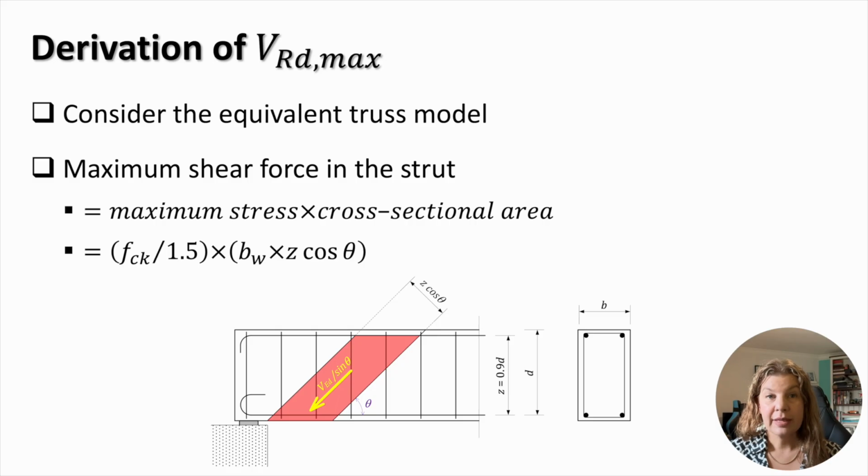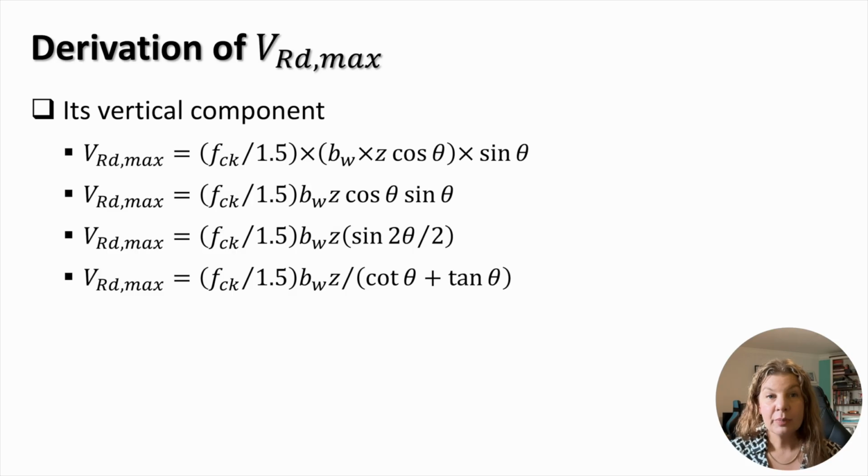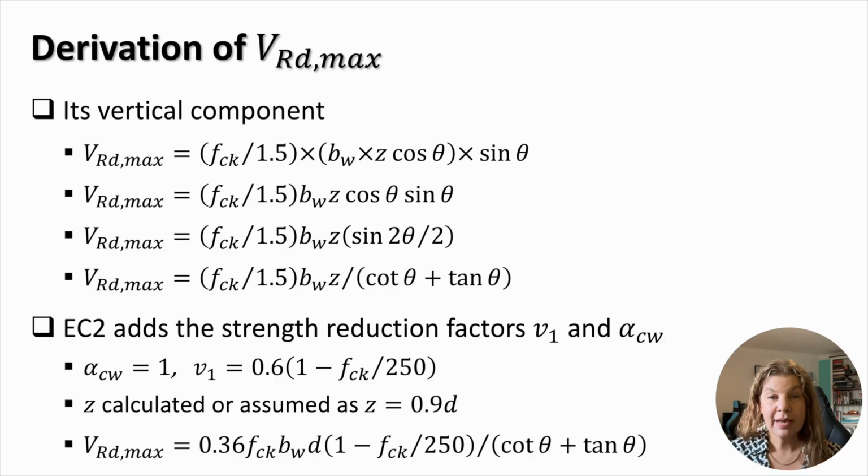The force developed in the inclined compression strut from the applied loads can be found considering that the vertical shear force, V_Ed, is its vertical component. Therefore, the compression force in the strut should be equal to the vertical shear force divided by the sine of the inclination angle theta. In order to compare V_Rd,max directly with V_Ed, the maximum compression force in the strut is multiplied by the sine of the inclination angle theta. The expression for V_Rd,max can be represented in different forms, as shown here, using algebra manipulations.